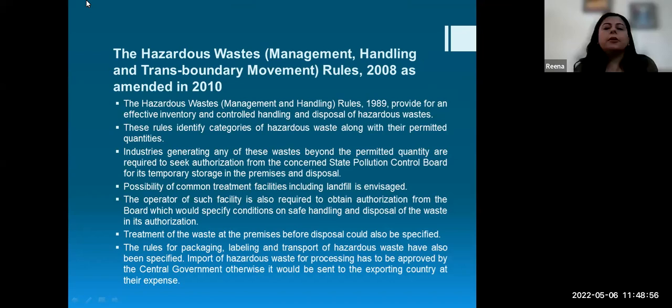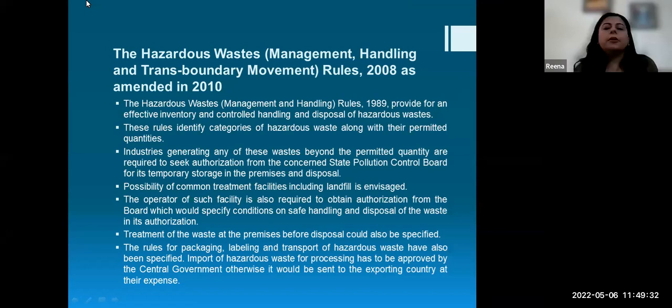So these rules categorized different kinds of hazardous waste that an industry is generating. Even the hospitals were covered under this rule, and an industry generating hazardous waste cannot generate that waste beyond the permitted quantity. So they have to seek authorization from the SPCBs regarding the amount of hazardous waste they can generate, and accordingly their production will be controlled, and they can generate only that much which they have the capacity to dispose of.